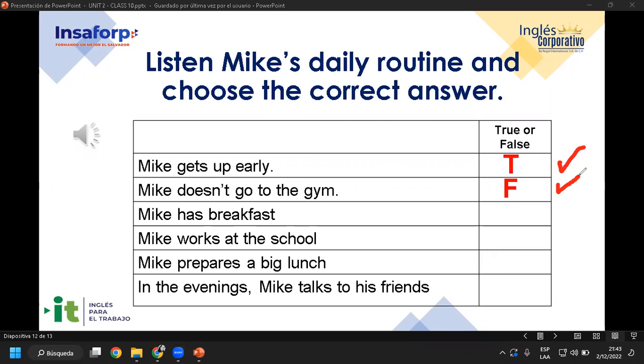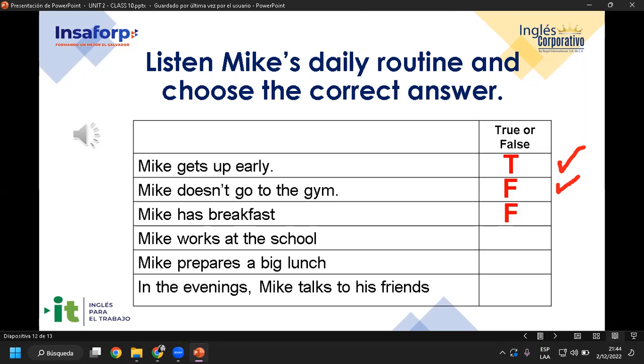Very good. Volunteer for reading the sentence number 3, please. My house breakfast. Thank you. What do you think? Is that true or false? Some of you say true, some of you say false. So the correct answer is false. Él dice que no tiene breakfast. Okay, no desayuna, guys. So he doesn't have breakfast.